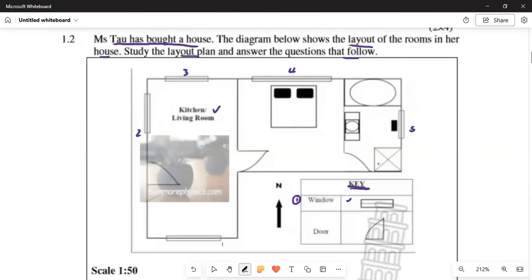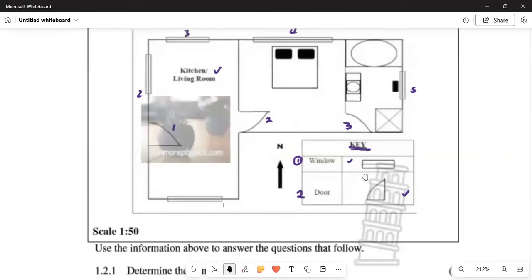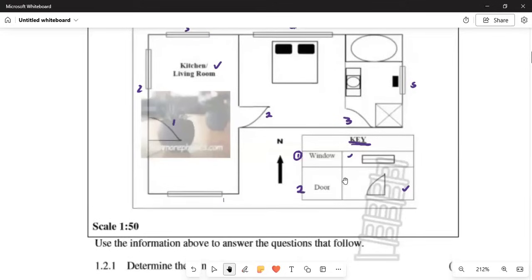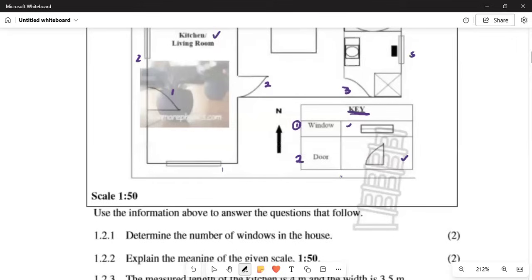Then we get to the description of the door, which is number 2. How many doors are here? This is door number 1, door number 2, door number 3. So there are 3 doors. The scale, remember guys, is 1:50. They say use the information above to answer the questions that follow.